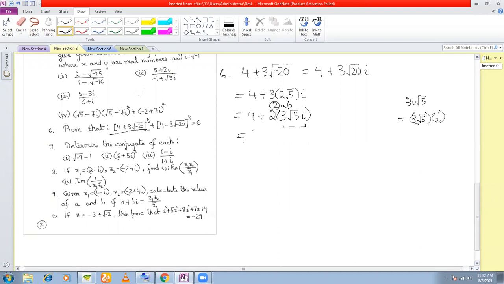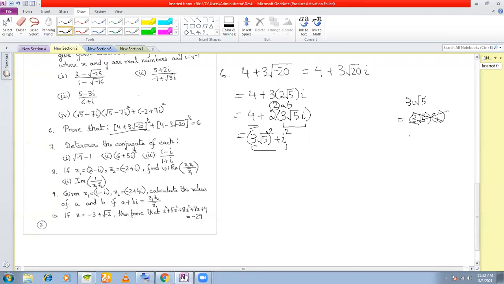So if I split it this way, will I get a square plus b square form? Let's see. 3 root 5 square plus i square. Will it give me 4? This one? Will it give me 4? I doubt it. 9 into 5, 45 minus 1 will not give me 4, right? So therefore, we cannot accept this breakup.